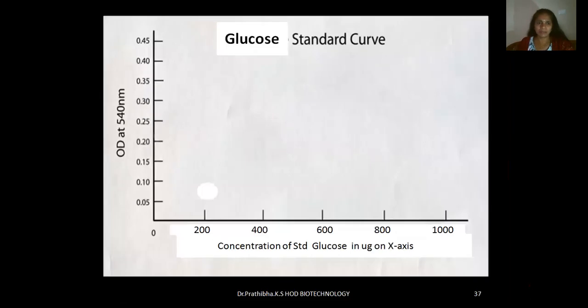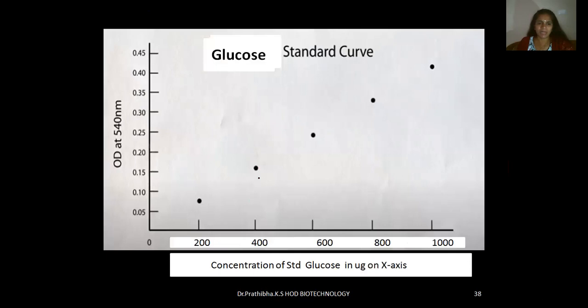So the same thing here. We have taken on the x-axis the concentration of standard glucose in microgram. This unit is very important. You must write standard glucose or maltose or fructose, whatever you have taken. Then on the y-axis, you have taken OD at 540 nanometer. Then you need to draw the glucose standard curve.